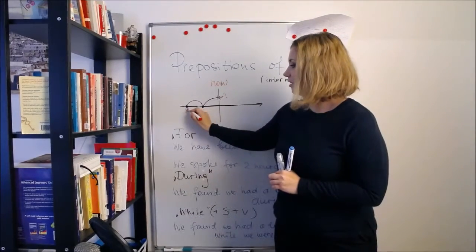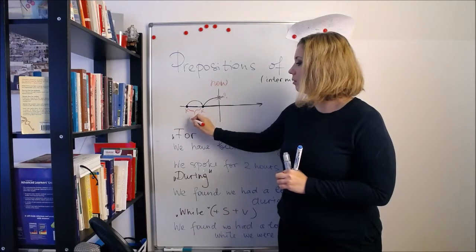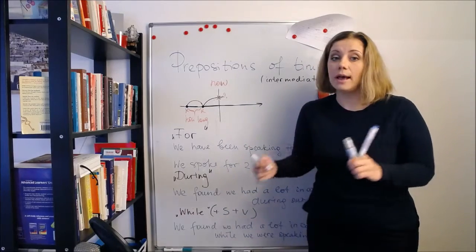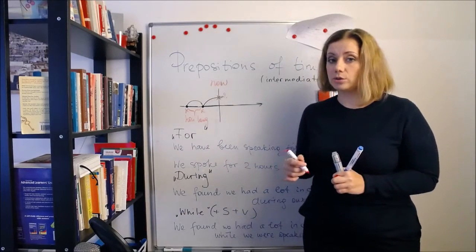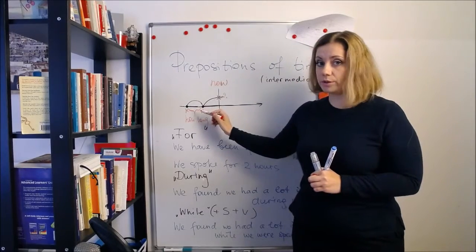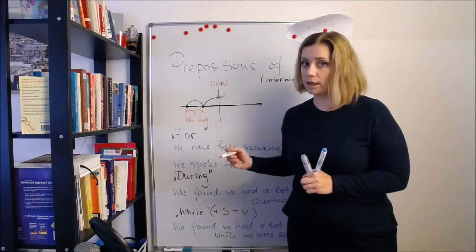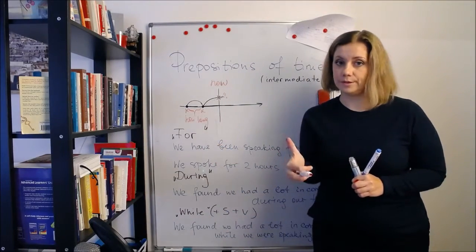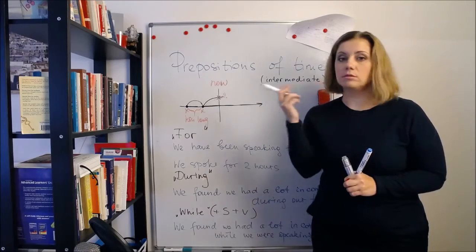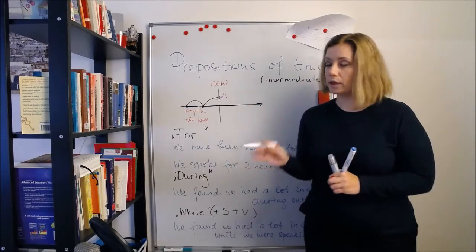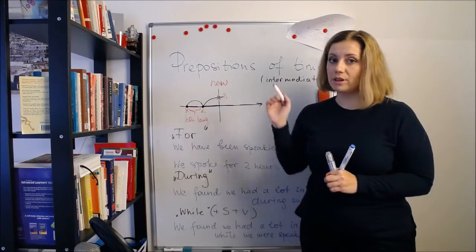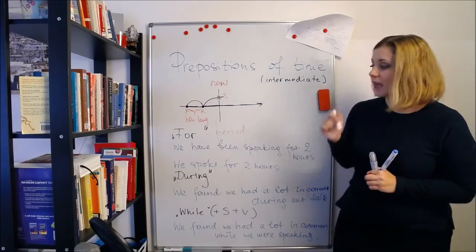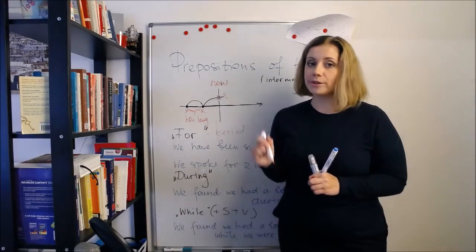Okay, so if you want to show how long the action was happening, so between these points, the length, how long the action was happening, we use the preposition for. So you can't use since, you can't use to, until, nothing. Okay, so how long, the length of the period, so you show the period of the action. So this is a very used preposition, so be careful about it.